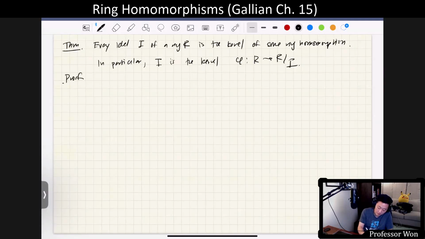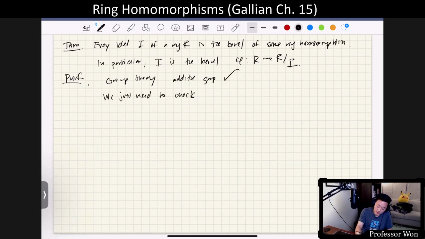Okay, so proof. Again, by group theory, the map phi that we defined is just the same exact quotient map that we defined in group theory if we just ignore the ring structure and look at the underlying additive groups. So by group theory, the additive group structure is okay, and it's also clear that I is the kernel of that map. So we just need to check that phi is actually a ring homomorphism. In other words, we just need to check phi preserves multiplication.